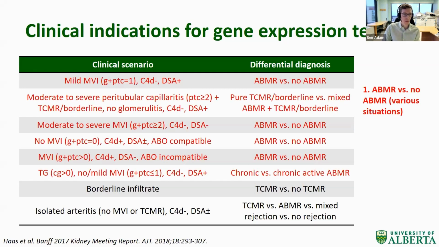Essentially, the first is a number of scenarios where the differential diagnosis is antibody-mediated rejection versus not antibody-mediated rejection. An example of that would be when you have mild microvascular inflammation with positive DSA, but C4d is negative. So that's one situation where it doesn't meet the official Banff criteria for antibody-mediated rejection, but obviously it would still have some concern for the possibility of that. Obtaining as much information as you can from additional ancillary testing would be useful.